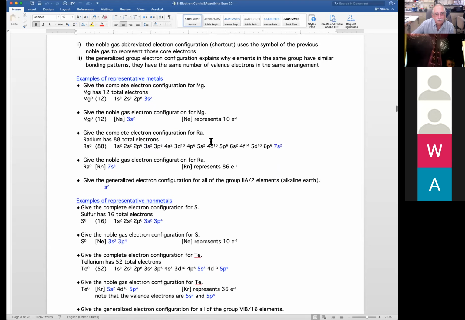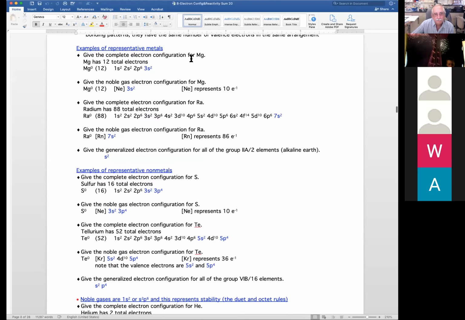So here's an example. Magnesium. It's element number 12, so 12 total electrons. It's in group 2, so it has 2 valence electrons. Where are those valence electrons? Right there, in the highest numbered shell.